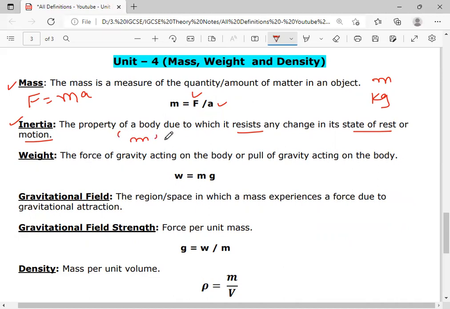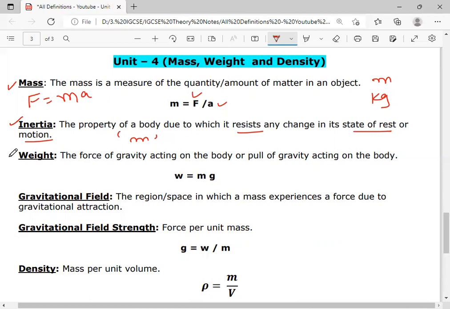Inertia depends on the mass of the body. Larger the mass, larger will be the inertia of the body. Smaller the mass, smaller will be the inertia of the body. The larger the mass, the more difficult it is to move or to stop the body, and the smaller the mass, the easier it is to move or stop the body.